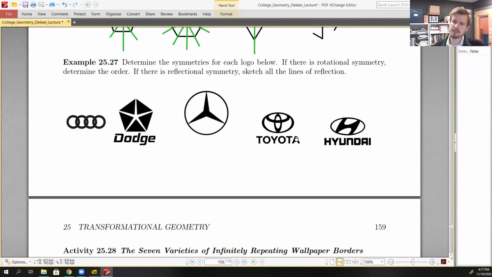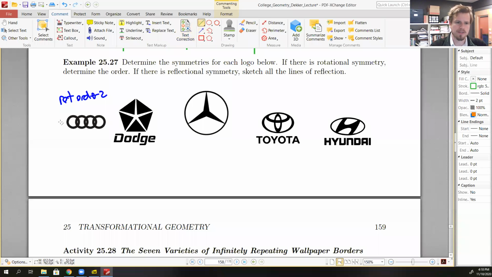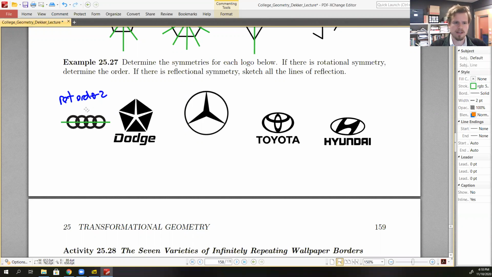So we can have a little bit of fun with this and consider some car emblems. And again, look for rotational symmetry, give its order, and reflectional symmetry. So for this example, let's see here. This is kind of like the rectangle. I could rotate it 180 degrees or nothing at all, and I would end up with the same thing. So this has rotational symmetry of order 2. And I also have a horizontal line of reflectional symmetry and a vertical line of reflectional symmetry.